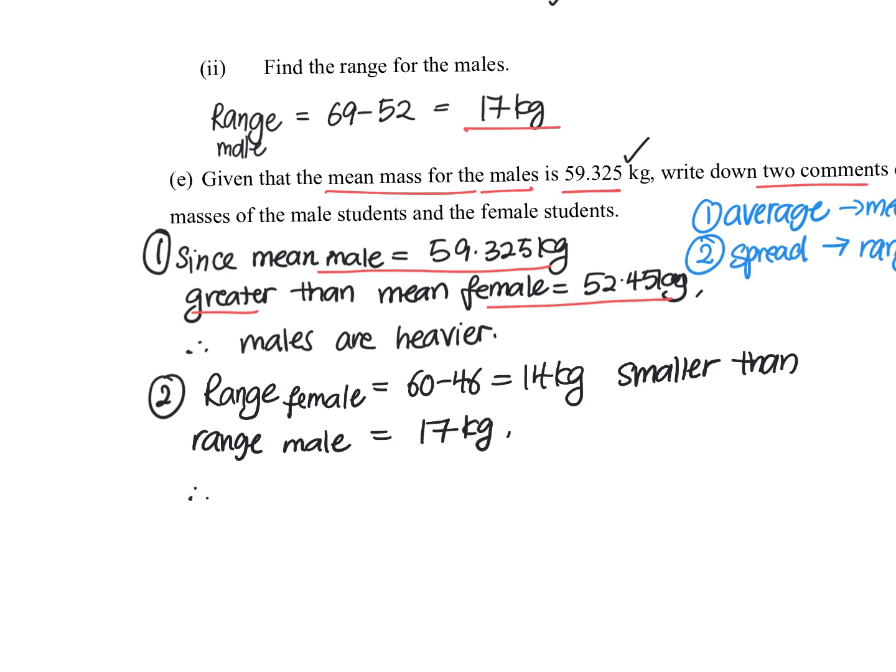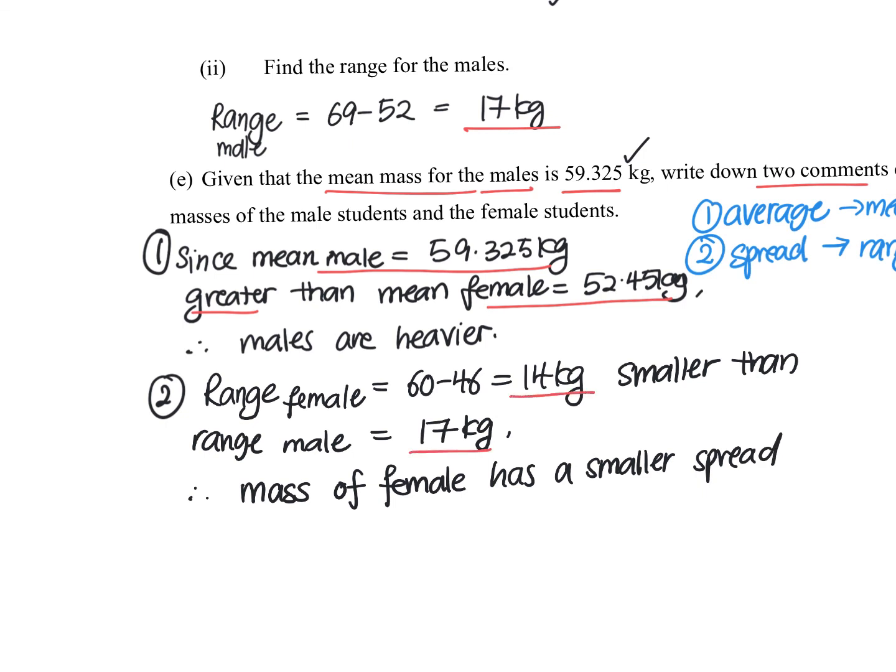Therefore, the mass of females has a smaller spread. This is talking about the range: giving the units, the value, comparing, and this is talking about the spread of the data. So now we have written down the comments for comparing male and female students. Have you gotten the concept?